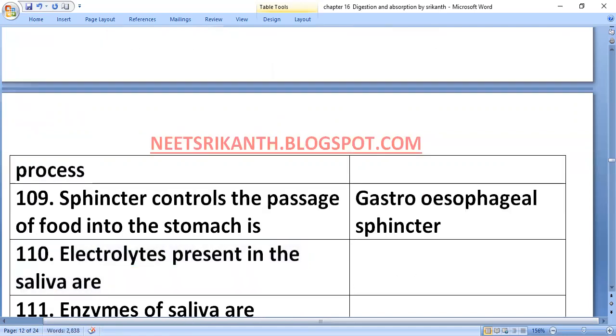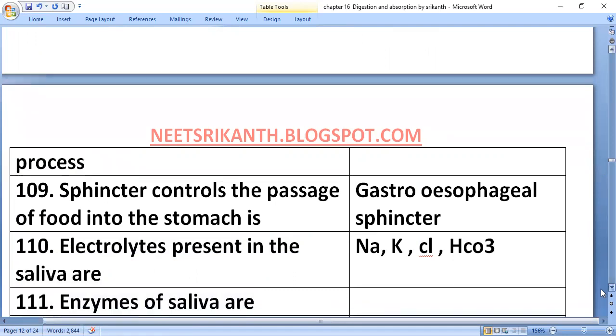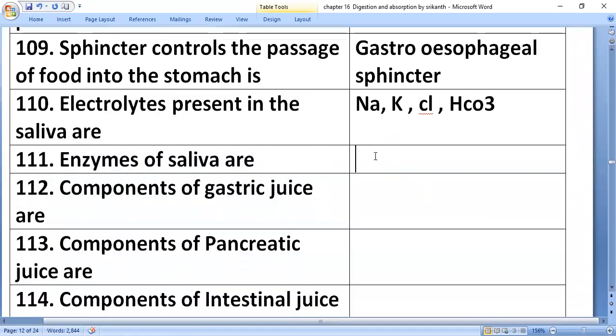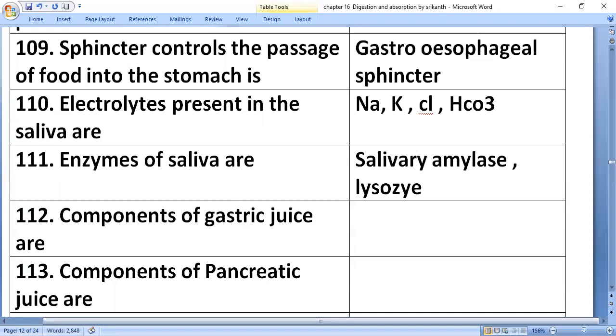Electrolytes present in the saliva are sodium, potassium, chloride ions, and bicarbonate ions. Enzymes of saliva are salivary amylase and lysozyme.